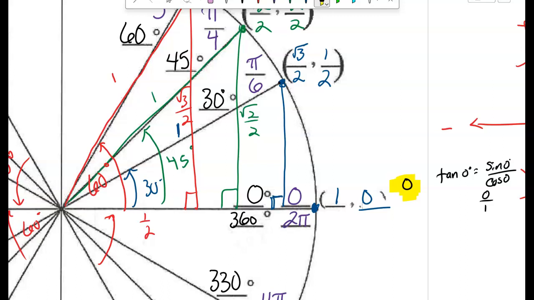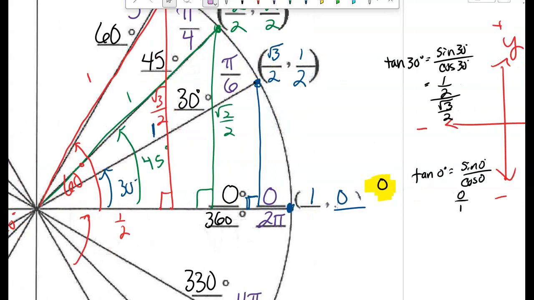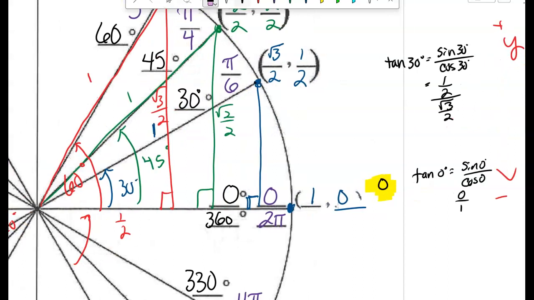Now, let's figure it out for 30 degrees. So I'm going over here, the tangent of 30 degrees, that's sine of 30 over cosine of 30. And this is where you just have to be decent with fractions. Guys, sine of 30 is 1 half. What's cosine of 30? Root 3 over 2. Now, friends, when you're working with this, if I divide by a fraction, it's the same thing as multiplying by its what?